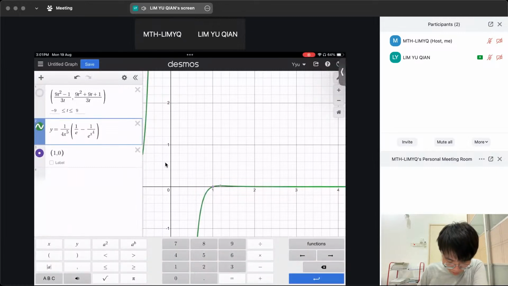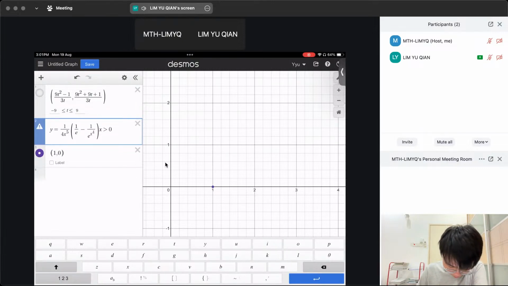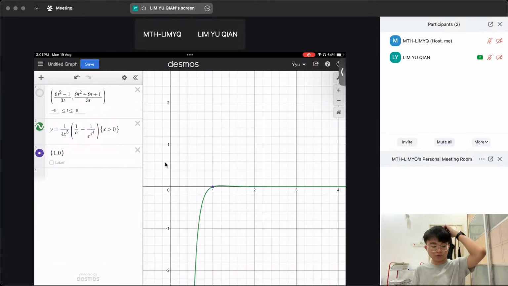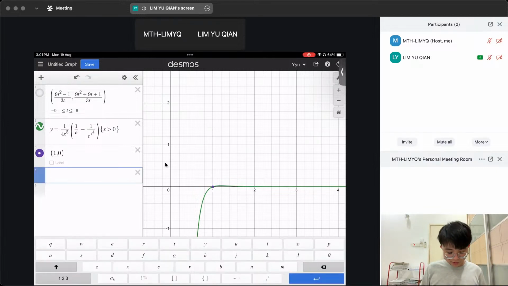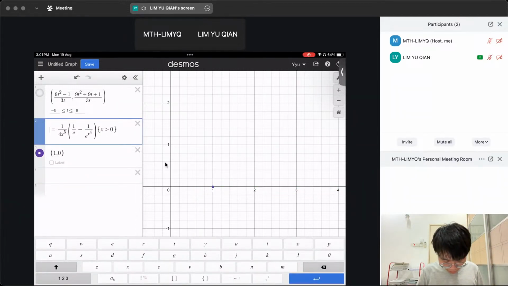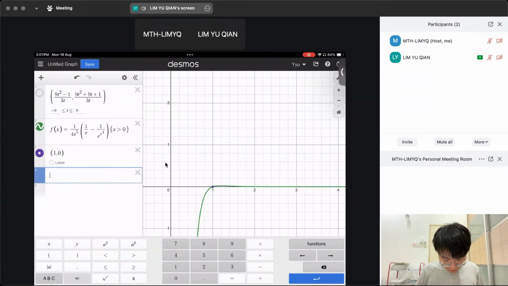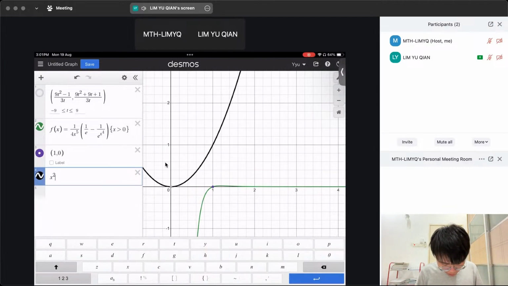Since they mentioned x greater than 0 only, then you have no problem. You cannot do it like this; just put a bracket, x greater than 0. One thing you can do is don't type y, type f(x). It must satisfy the original differential equation. Copy the original differential equation.